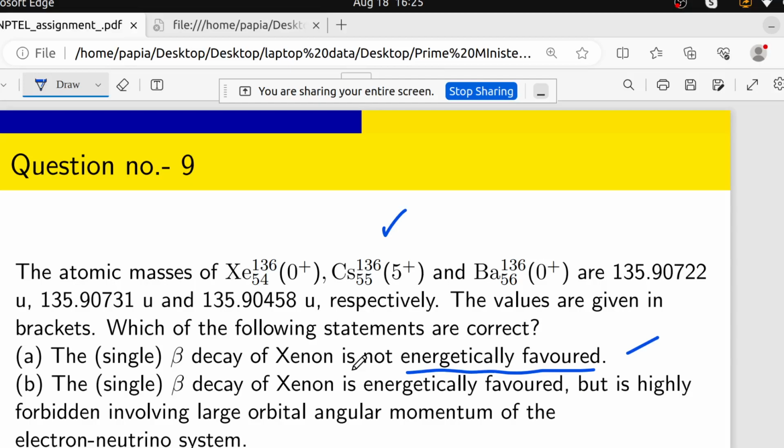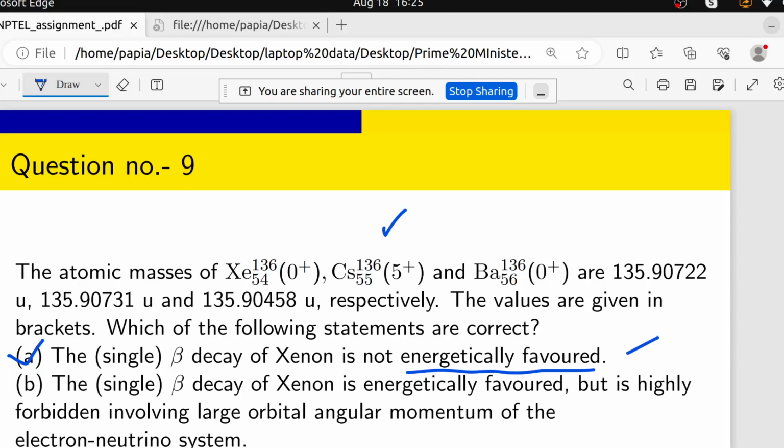That is spin also, right? Yes, because whatever they are asking, I will go like that. They are asking whether it is energetically favored or not. Obviously, it is not energetically favored because delta Q is less than 0. Okay, fine. Now coming to the B option.